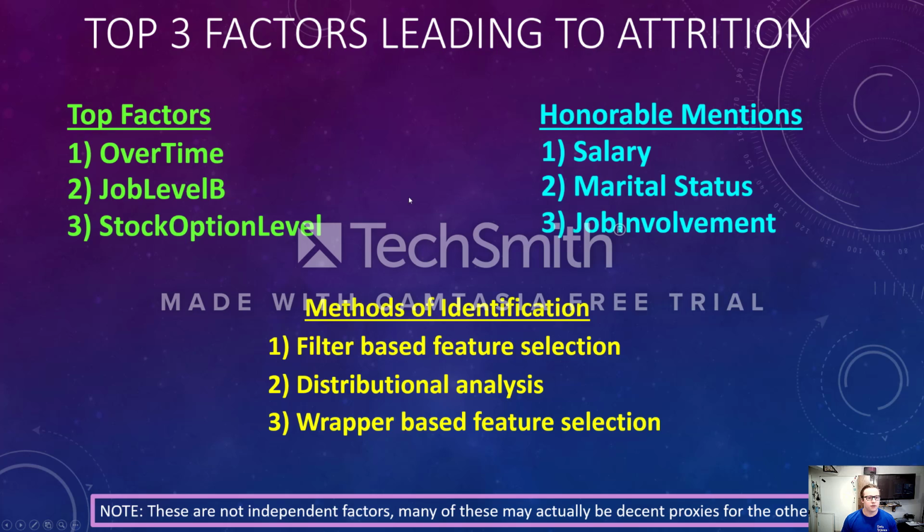Alright, so the bottom line up front: our top 3 factors contributing to attrition are overtime, job level B, and I'll explain that B here momentarily, and stock option level. We found these top factors via a variety of methods, which we call filter-based feature selection, distributional analysis, and wrapper-based feature selection. I'll explain what each one of these is next.